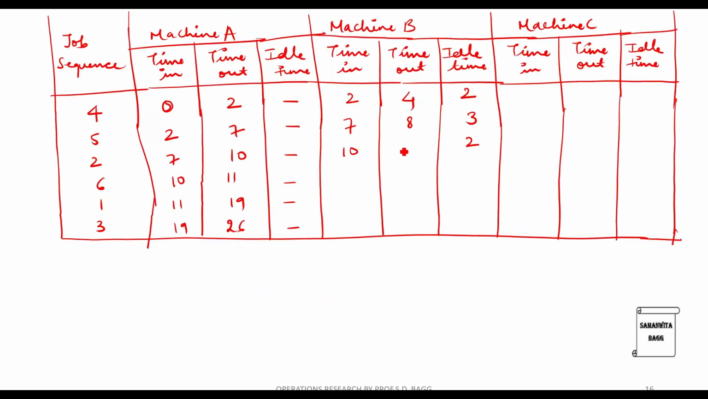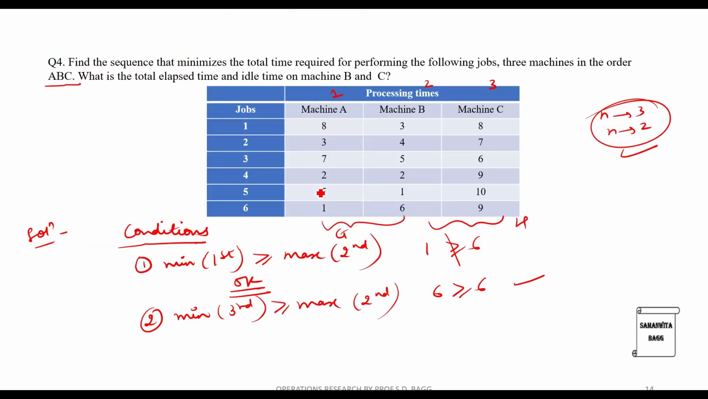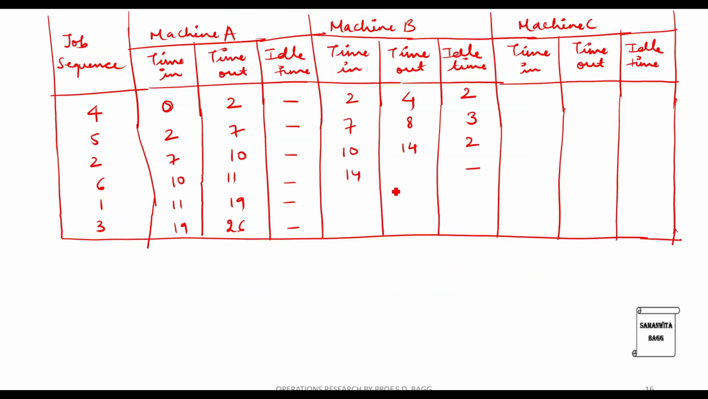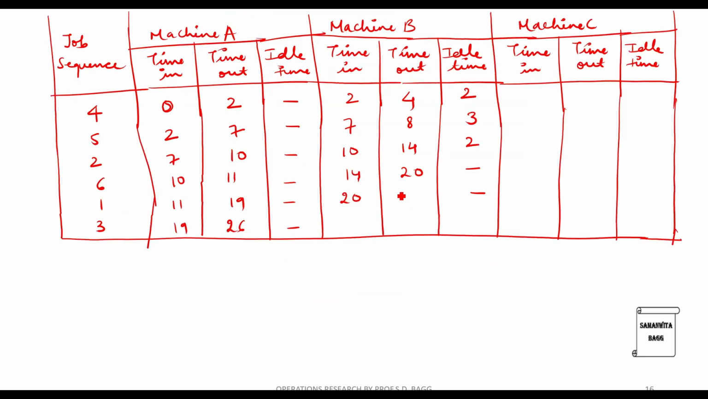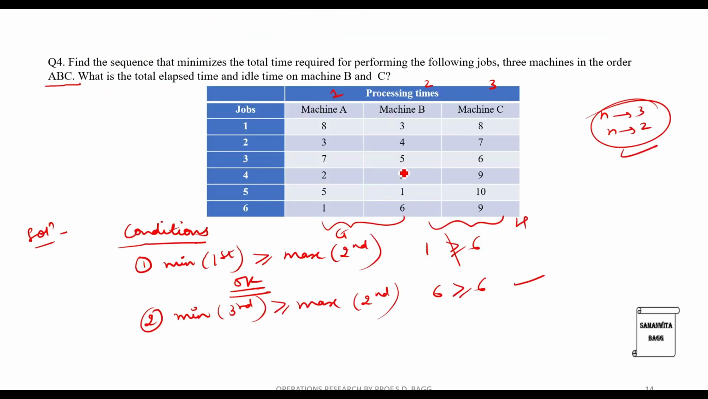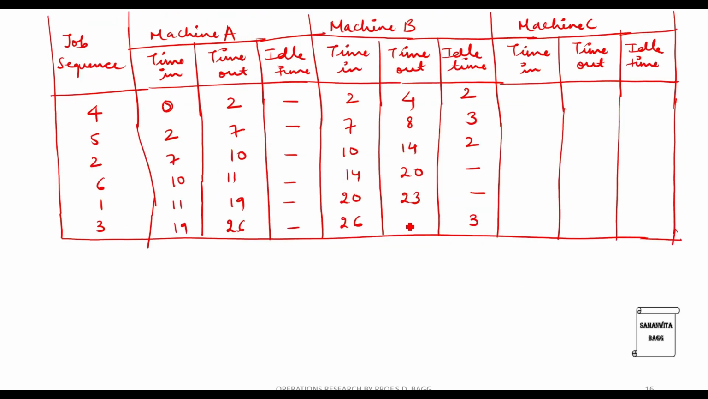2 on B is 4. So this becomes 14. 14 and 11, no waiting time. It will start at 14 only. 6 on B is 6. So this becomes 20. This is 20, this is 19. So it will start at 20. No idle time. 1 on B is 3. So this becomes 23. This is 23, 26. There is an idle time of 3 hours. So this is 3 on B, 5. So this becomes 31.